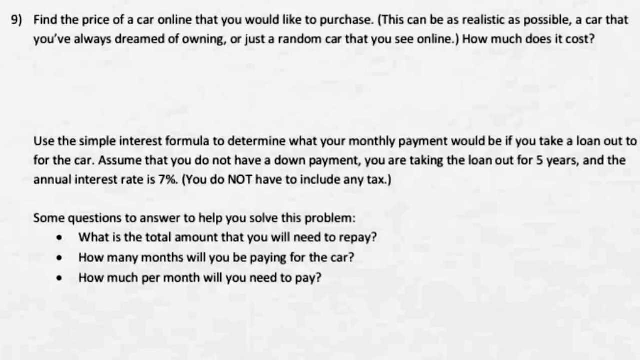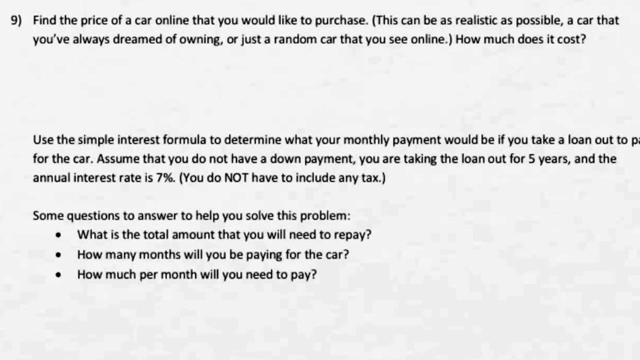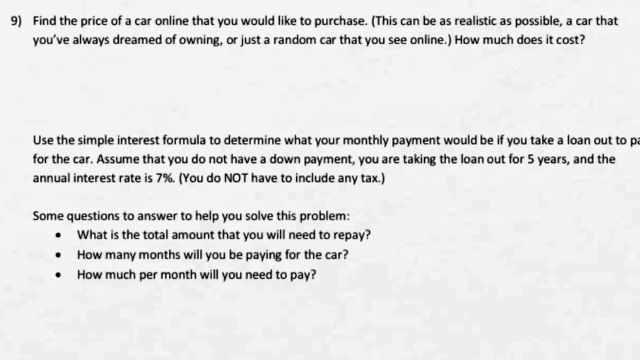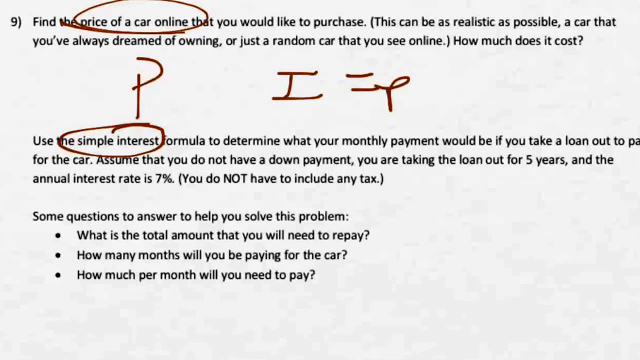And number 9, we're finding the price of a car. Now, every student is going to have a different principal here because every student will choose a different car. So I'm not going to put a number in here. I'm going to just choose P. So what we're doing is we're finding the price of a car online, and this is going to be the P. And when we're talking about the P, we're talking about the simple interest formula. Right here we know we're using simple interest. So we need the I equals P R T formula.